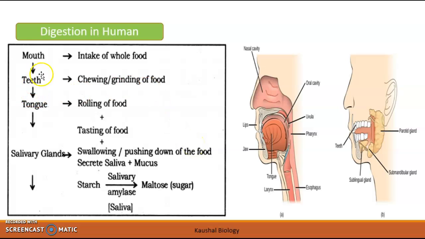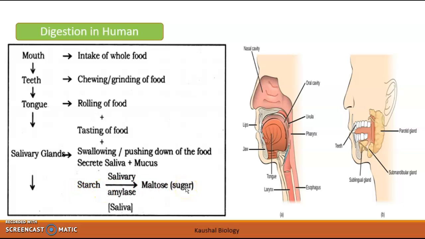Along with the teeth and the tongue, it also has the salivary gland. What is the work of the salivary gland? It secretes saliva and mucus. Now saliva contains an enzyme. The name of the enzyme is salivary amylase. Salivary amylase works on the starch and converts it into sugar.